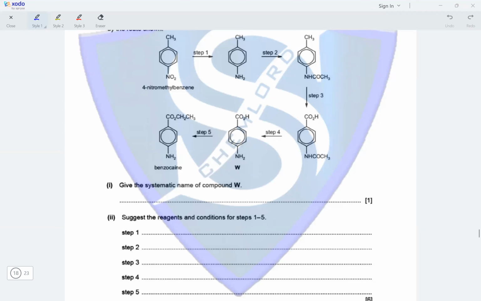Give the systematic name of compound W. So compound W is benzoic acid and it has got an amino group present as well. So the preference would be given to the benzoic acid name. So this would be called 4-amino benzoic acid.